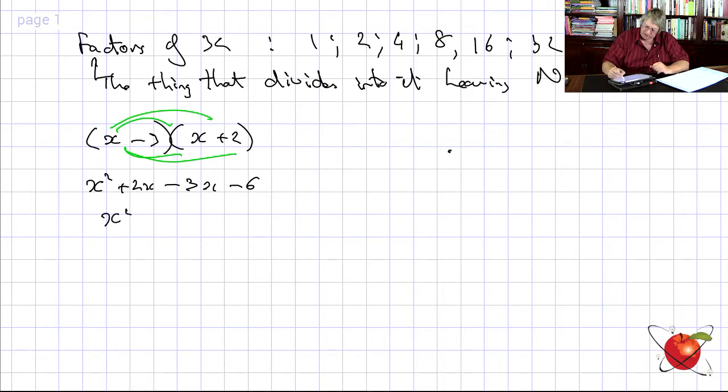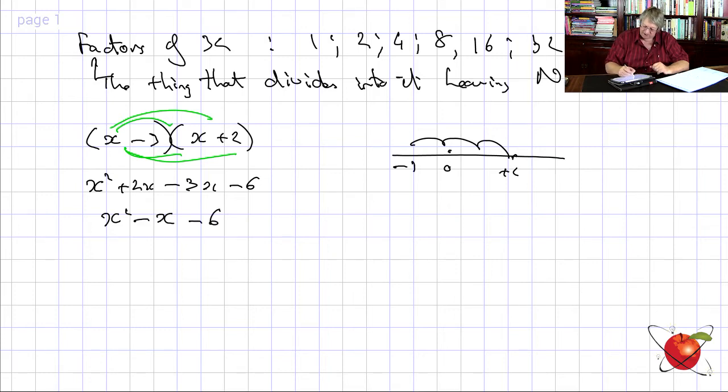Then we group like terms and we say x squared plus 2x minus 3x minus 6. Can you see that? So we've simplified to x squared minus x minus 6. Let's just think, what did we do? We simplified.